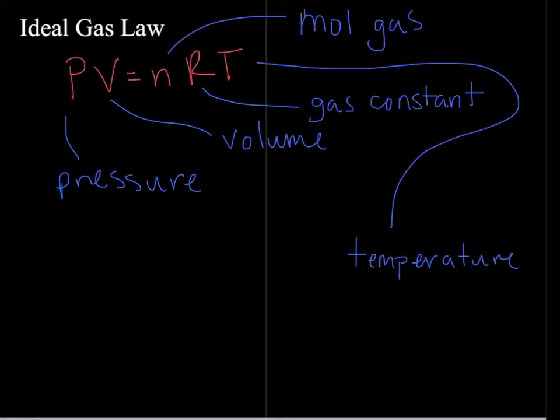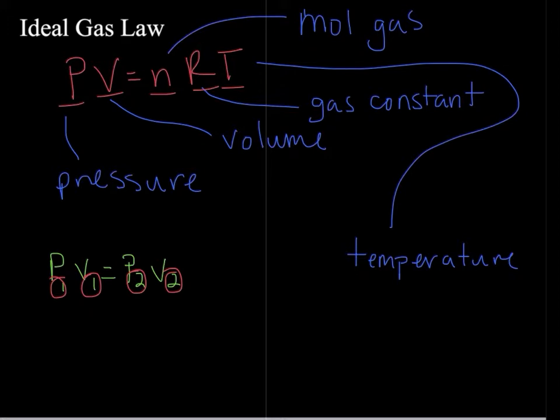Many of our other gas equations deal with before and after scenarios, so for instance P1V1 equals P2V2, Boyle's law. 1 is your initial scenario, 2 is your final scenario, so you have a before and after situation, while PV equals nRT actually just deals with one individual situation. When you're given 4 out of your 5 variables, you can solve for the unknown variable.